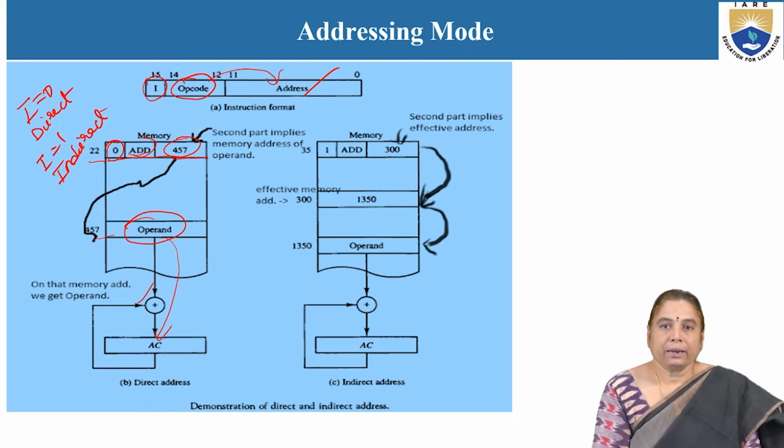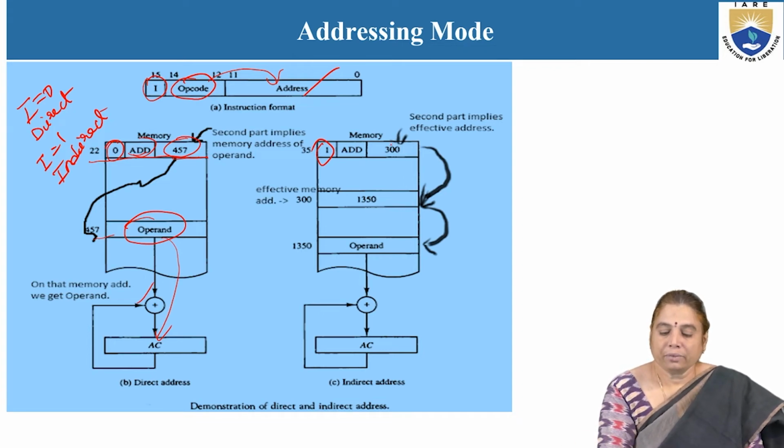But in case of indirect addressing mode, the I value is 1. In this case, the address specified in the instruction is used to specify the effective address. So one more memory location is specified here. When the computer travels to that location, there it can find the operand. So 2 cycles are required to fetch the operand in case of indirect addressing mode. This operand can be used along with the accumulator to perform the addition. So that is the difference between direct and indirect addressing mode.